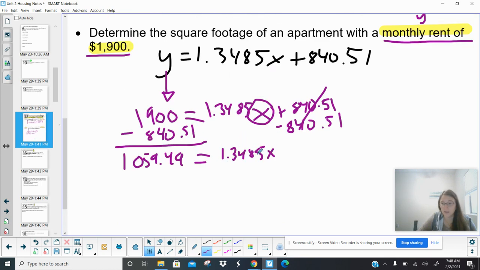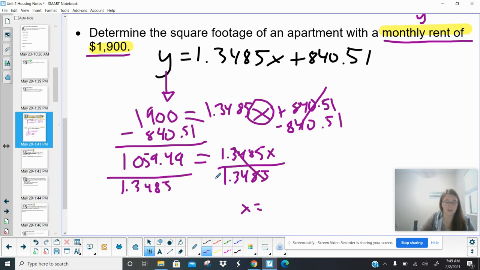Okay, so then to wrap this up, I need to get x by itself. This is multiplying going on here, right? This is 1.3485 times x. I want to undo that multiplication by dividing. 1.3485x equals, I need to do this in the calculator. 1059.49 divided by 1.3485. Okay, so we get 785.68.